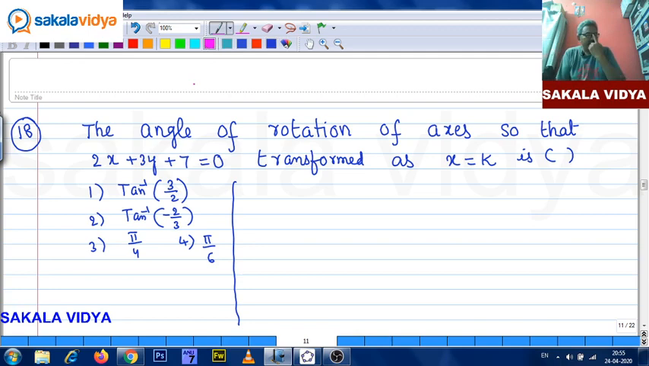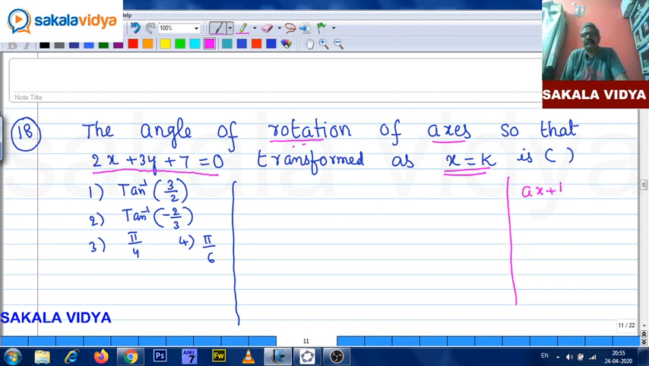So now the angle of rotation of axis, so that 2x plus 3y plus 7 is equal to 0 is transformed as x is equal to k. So if it is put in the form of x is equal to k, let me discuss the shortcut. If ax plus by plus c is equal to 0 is to be put in the form of x is equal to k, the angle of rotation theta is equal to tan inverse of b by a.